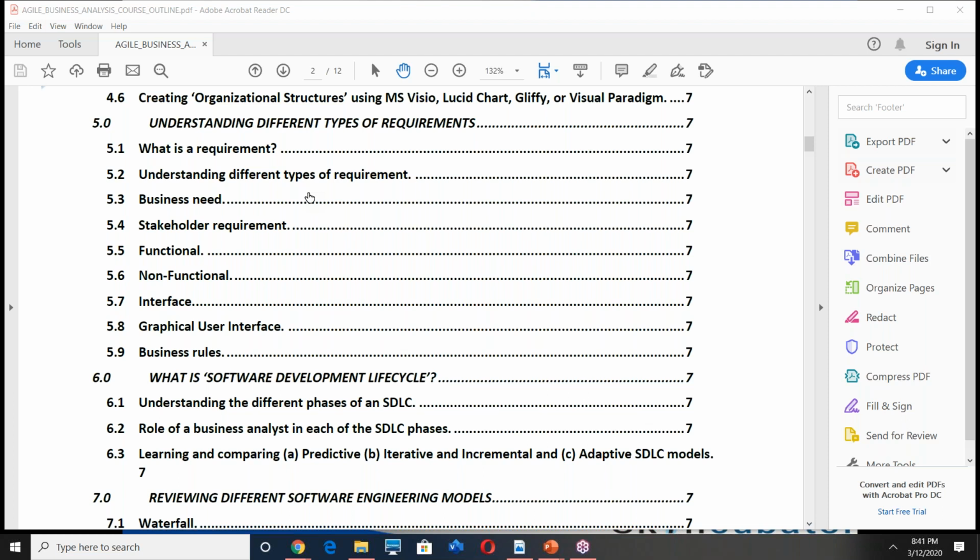We will have to understand the different types of requirements, which we just now saw. Functional, non-functional, transition, all of those. So we'll understand right from the business needs, stakeholder requirements, functional, non-functional, interface, graphical user interface requirements, and then the business rules. I think one is missing here, which is transition requirements. So I'll add that. But yes, that's also part of a requirement.